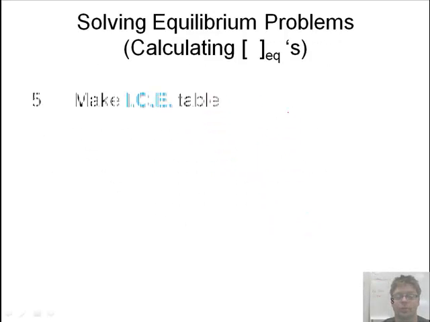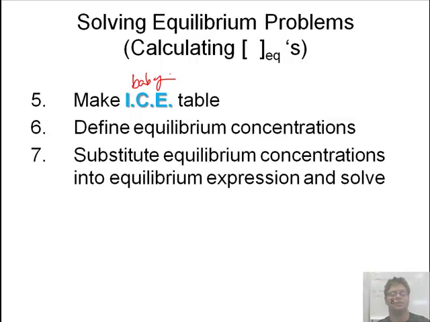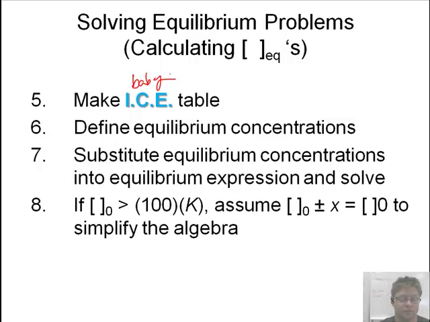So here's how to go about the problem. You make an ice table, that's right. Ice, ice, baby. That's right, ice tables. Ice tables are your savior, they're great, they're fabulous. First thing you want to do is make the table with your initial concentrations, you define the equilibrium concentrations, and then you substitute the equilibrium concentrations into the equilibrium expression and solve. So table, define, substitute, you're done.